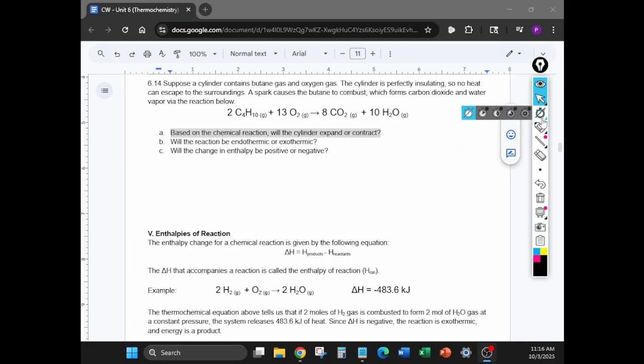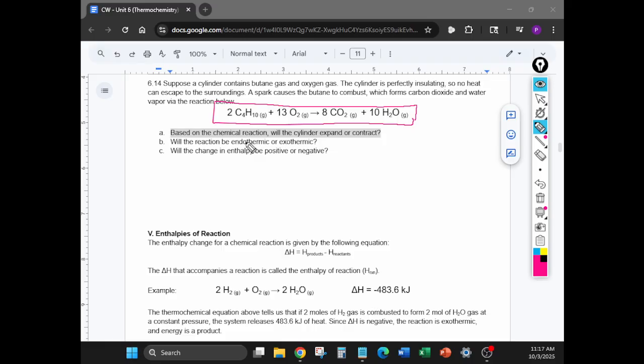So let's take a look at 614. Basically, it tells you that you got a cylinder with this system. So this reaction is taking place inside of a cylinder. It says it's perfectly insulating, so we're not assuming energy escapes. This is going to be a closed system. And then the spark causes butane to combust, and it forms carbon dioxide and water, and this is the reaction.